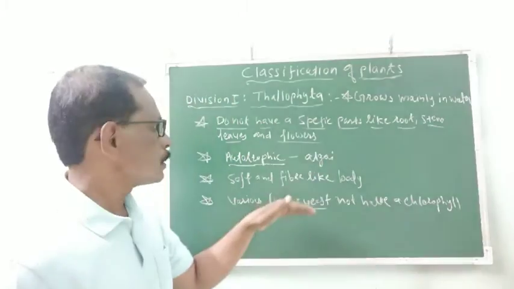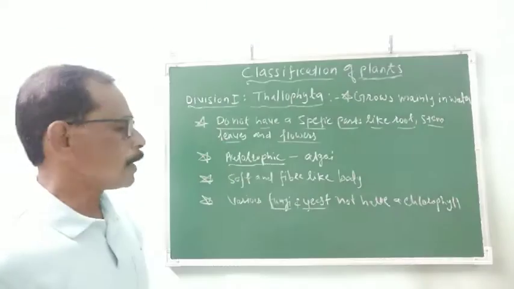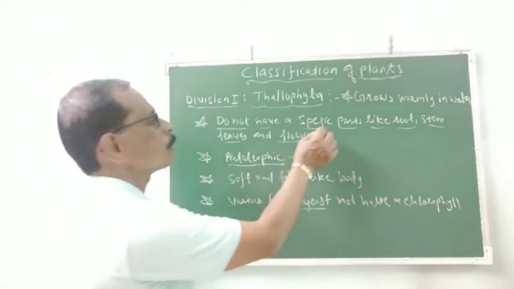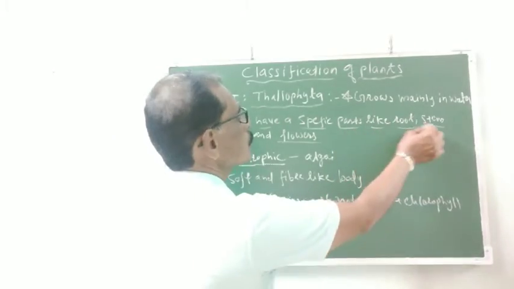These are some characteristics of that thallophytes. Thallophyte does not have a specific parts like root, stem and leaves.